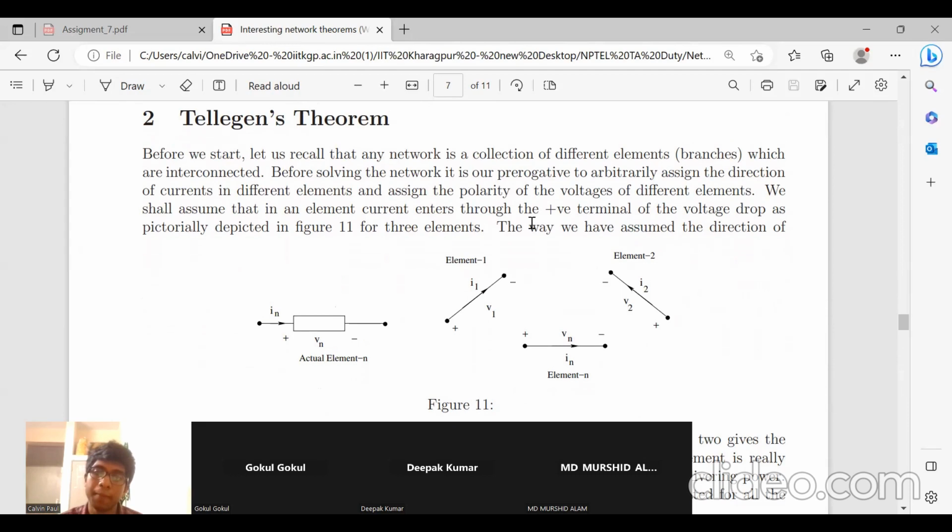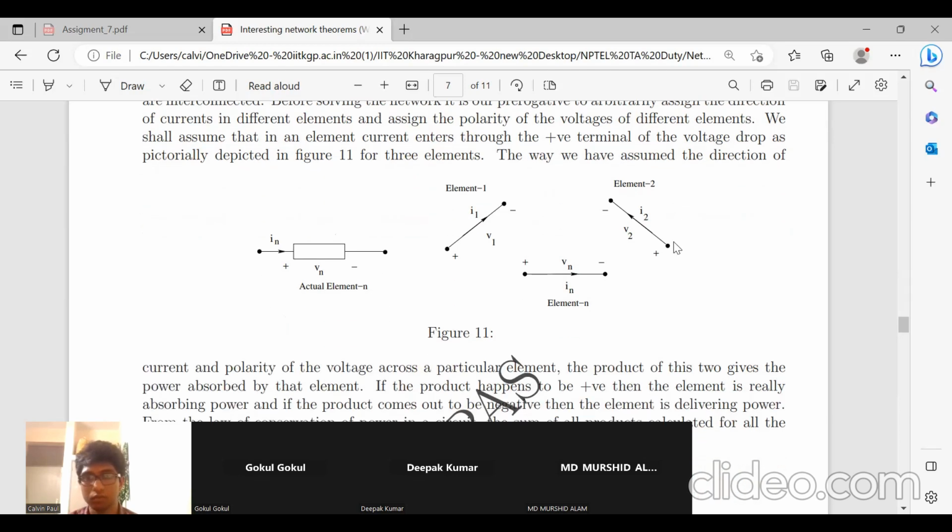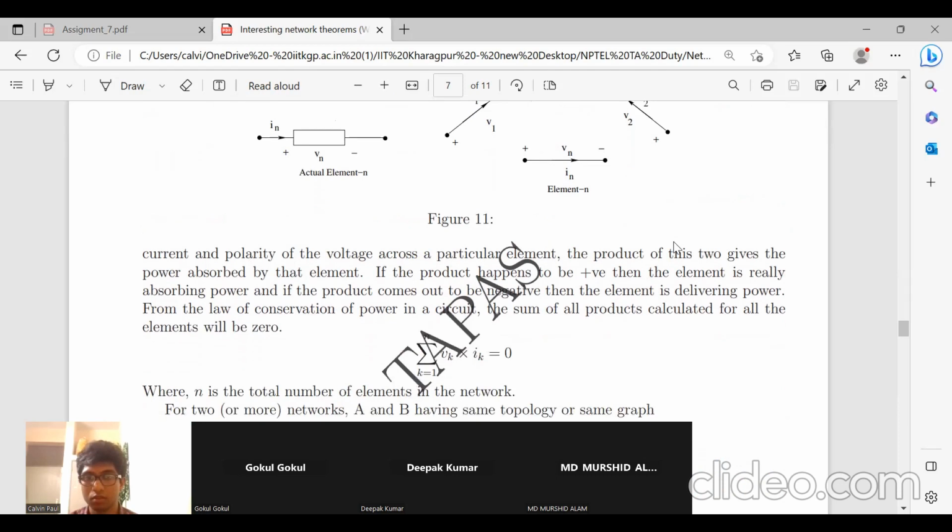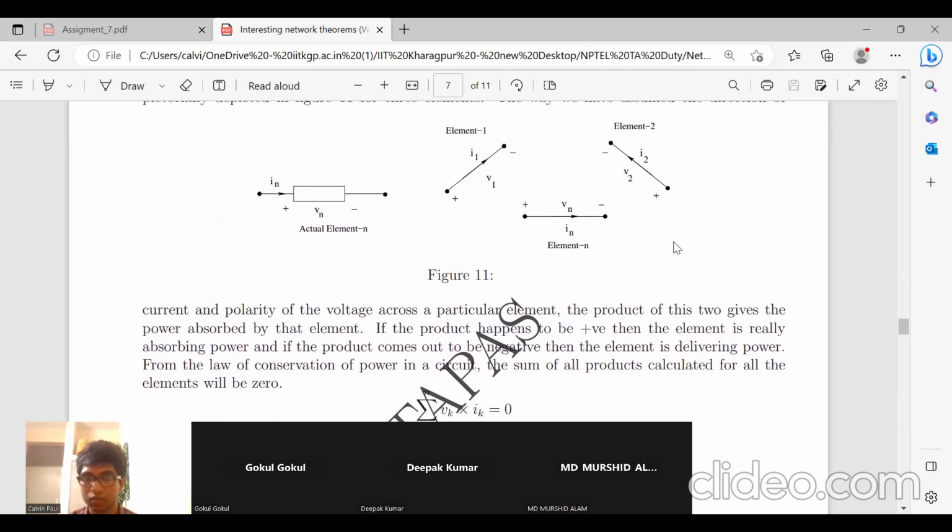Okay. So just some brief thing of graph theory, like there's an element, voltage across it is Vn, current is In, for some nth element. So for element 1, it is plus minus V1 and current is I1. And they have considered direction of the current to be from the positive terminal to the negative terminal. So that is what we have considered.